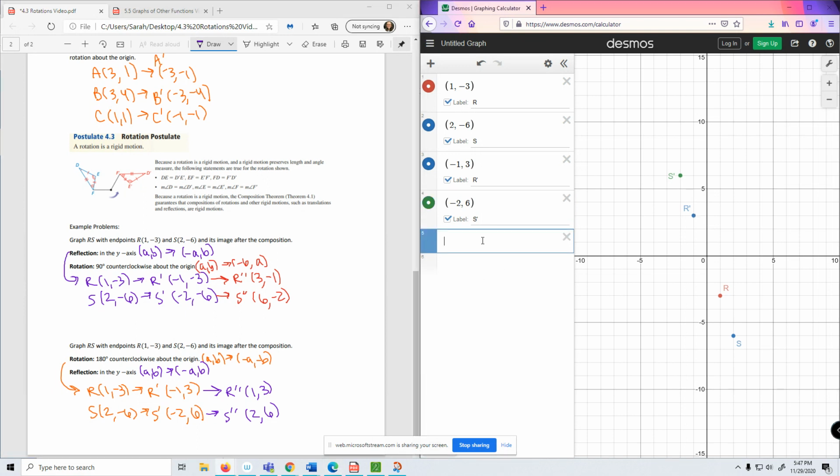Okay, let's graph those in Desmos. So 1, 3 is my final image for R double prime. 2, 6 is my final image for S double prime. So we started with the red and the blue, rotated it 180 degrees counterclockwise to get to the blue and the green, R prime, S prime, and then reflected it in the y-axis to get R double prime, S double prime.